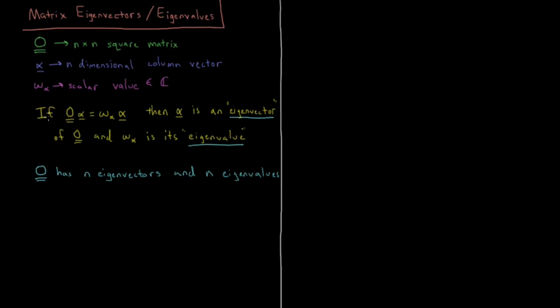So if we have the case where the matrix O times vector alpha equals the scalar omega alpha times the vector alpha, so matrix times vector equals a constant times the vector back, then we say that alpha is an eigenvector of the matrix O, and omega alpha is the eigenvalue of O for that particular eigenvector. So in general, a matrix O, being n by n, is going to have n eigenvectors and n eigenvalues.